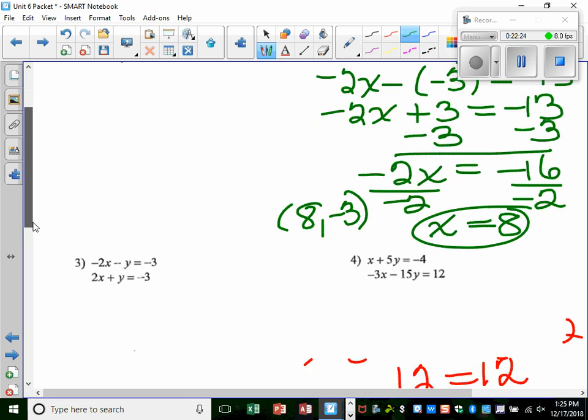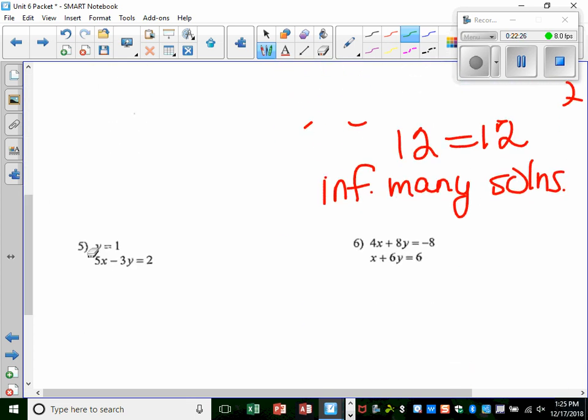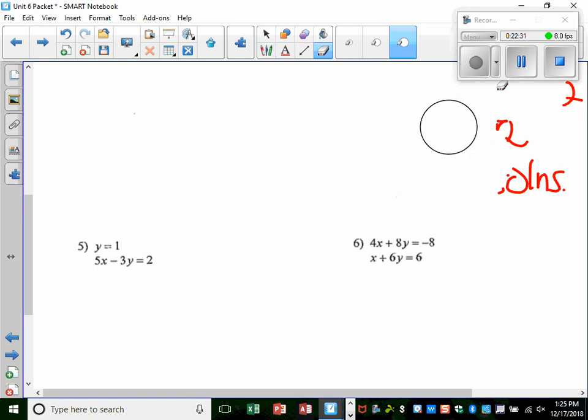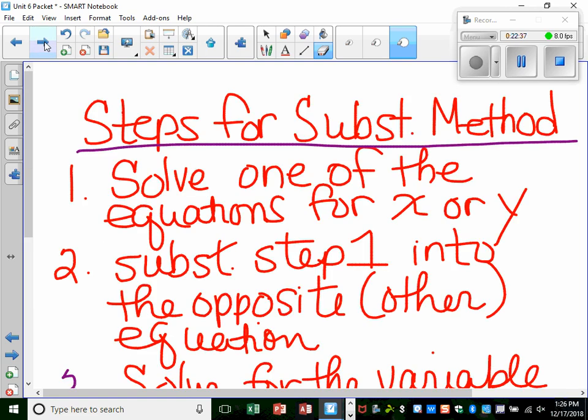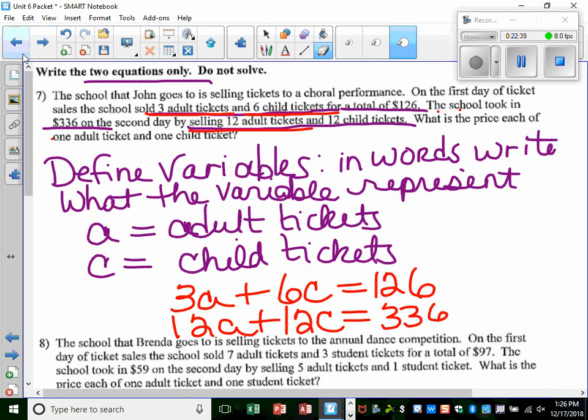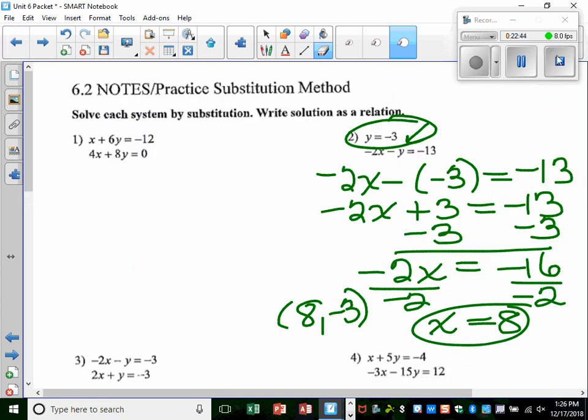All right, same thing for number 5, so we don't need to do that. I'm going to have you do number 6 on your own, and then we're going to move on to doing some word problems. I'll give you a chance to try to get number 6.